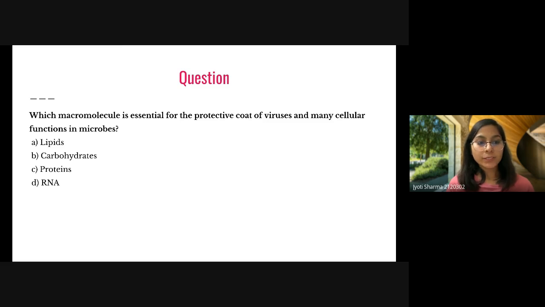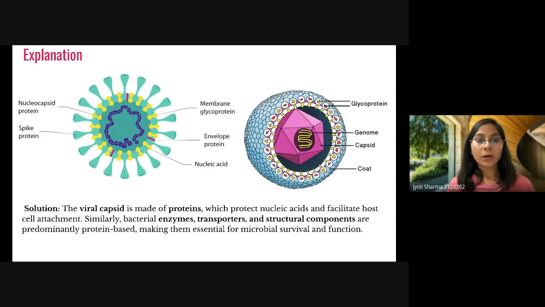And the next question is, which macromolecule is essential for the protective coat of virus and many cellular functions in microbes? So the options are lipids, carbohydrates, proteins, and RNA. The protective coat of a virus is made up of what? Lipid, carbohydrate, protein, RNA. So this is made up of protein, and let me show you how.